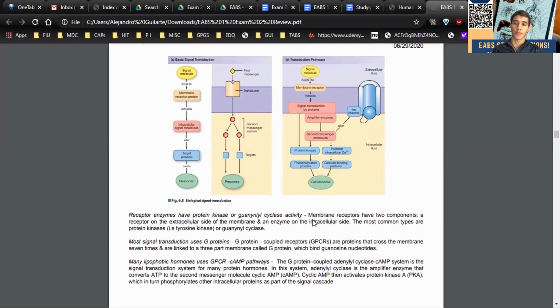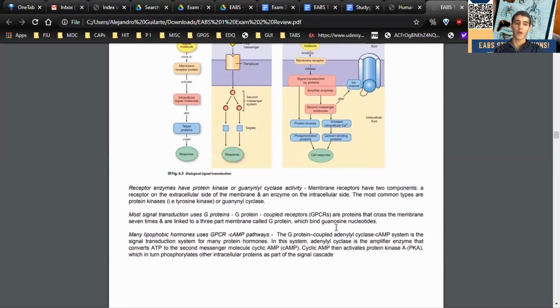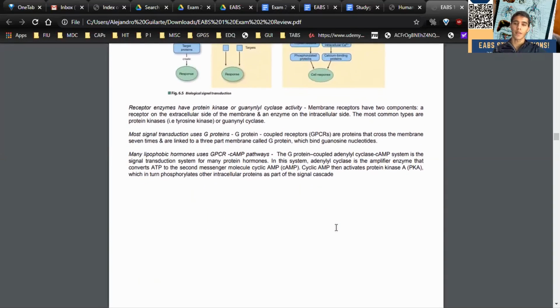Most signal transductions use G proteins, so these are G-protein coupled receptors that contain a G protein. They're special and unique because they wrap around and penetrate through the plasma membrane 7 times, and are connected to this G protein at the tail of it. And the G protein is a 3-part membrane, as well as these pathways.